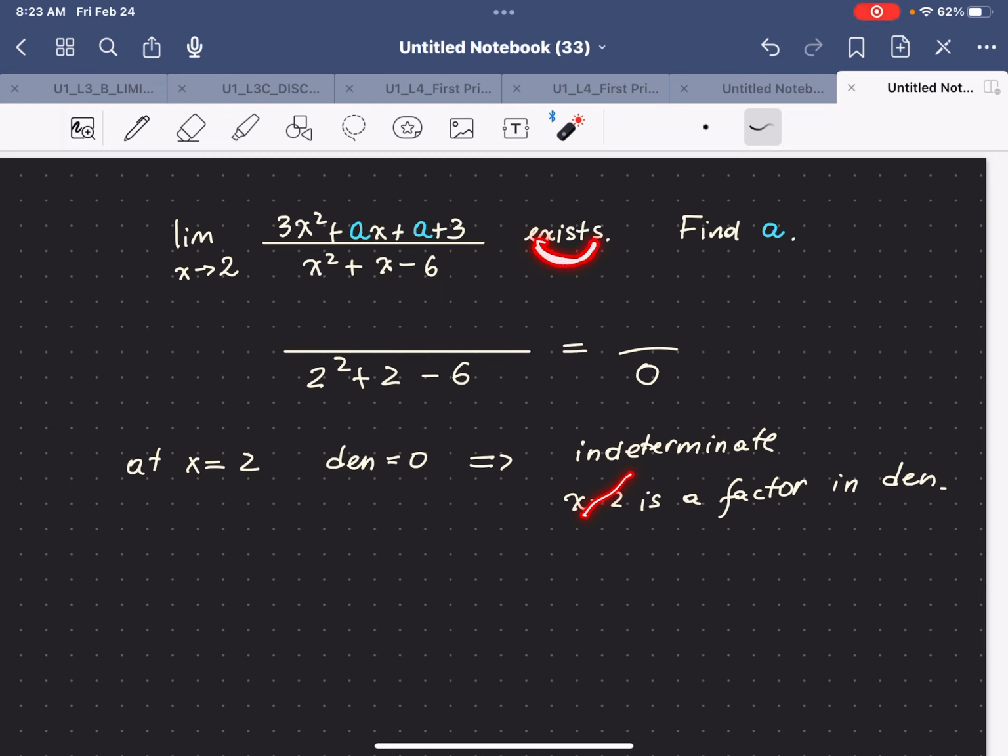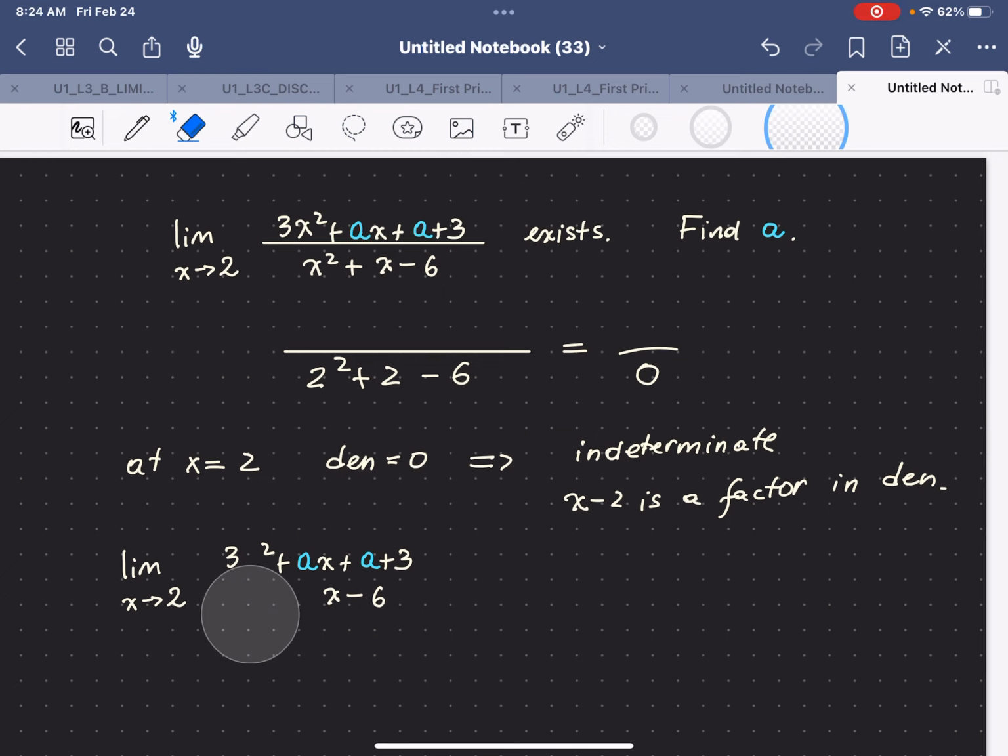So to be able to estimate the limit, it means that x minus 2 must have been simplified from the denominator. So I'm going to rewrite the limit one more time here. So what that means is that the denominator now will have x minus 2 as a factor. And obviously the other factor will be x plus 3. So x minus 2 is a factor again because we deduced this from the fact that at x equals 2 the entire expression here became 0. So that would be the factor form.